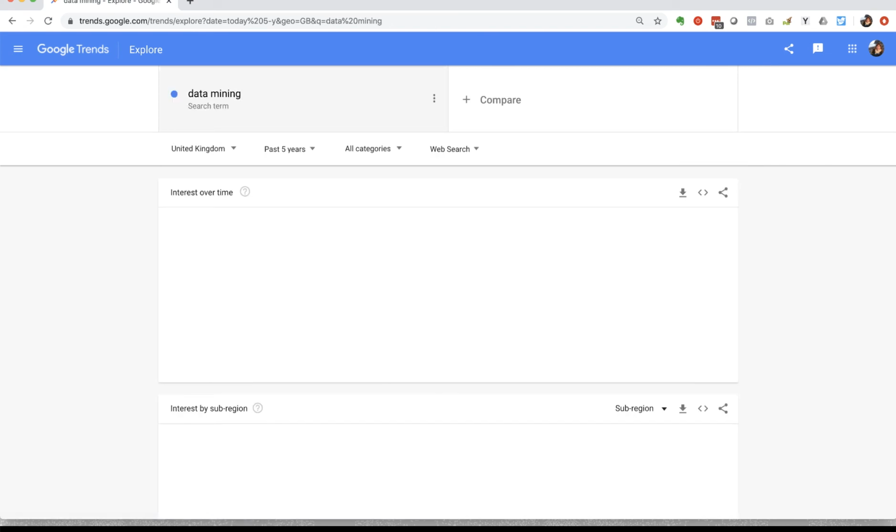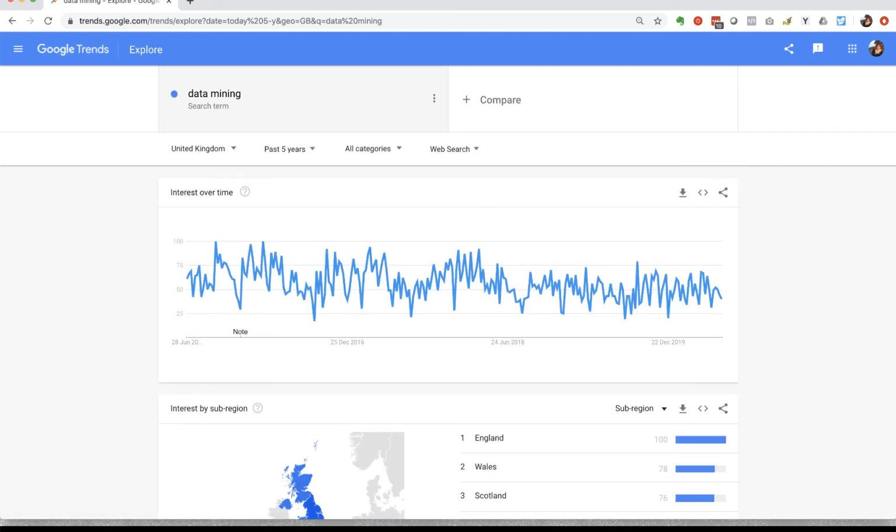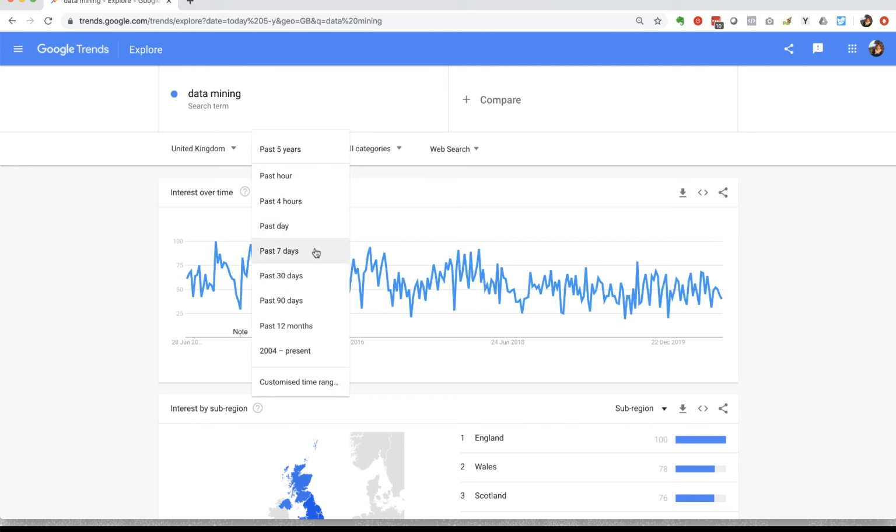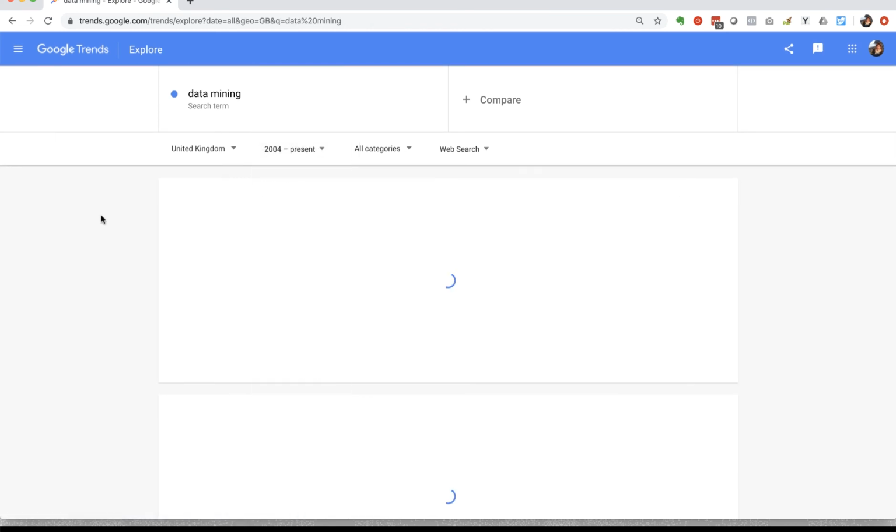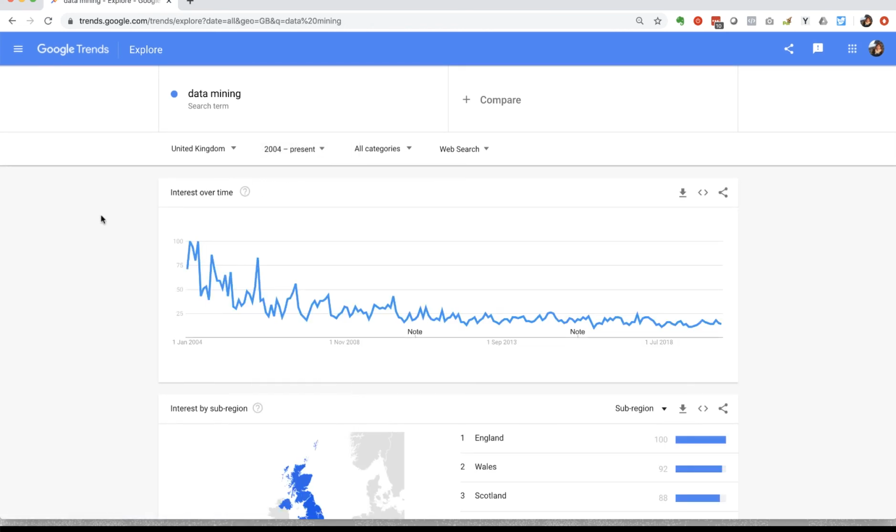So data mining was a very popular, trendy way of thinking about organisations using their data a few years ago. If we change this timescale back to 2004, we can see that the way that people talk about data mining, or the volume of people talking about data mining, has really declined. So very popular early in the 2000s, has really dropped off over the ensuing years.